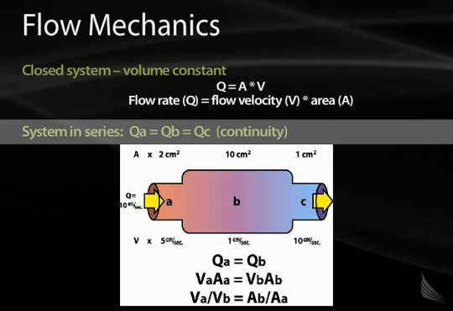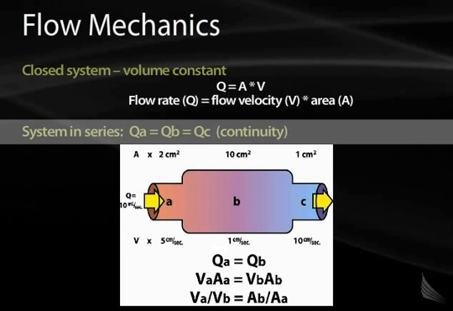If you look on the left side of this cartoon, what you see is at point A, you have a velocity of 5 centimeters per second. You also at that point have a smaller area. As the area increases to 10 centimeters squared from 2 centimeters squared, the velocity drops from 5 centimeters per second to 1 centimeter per second.